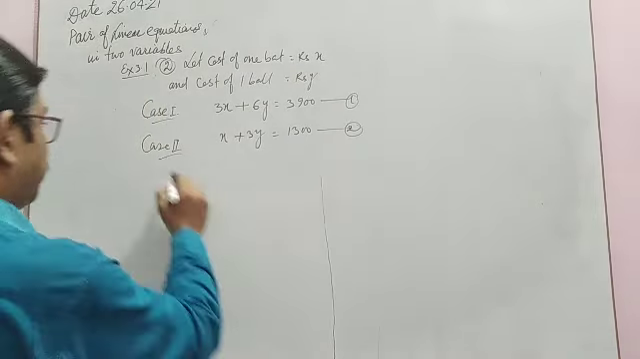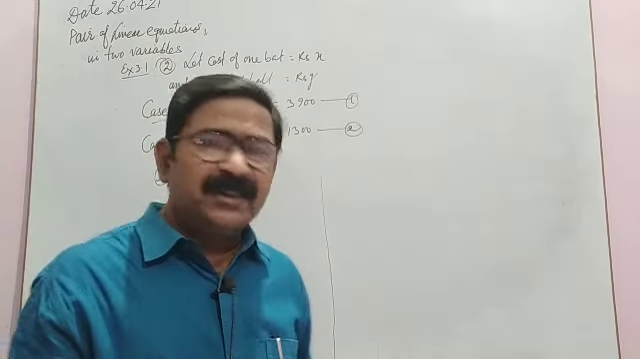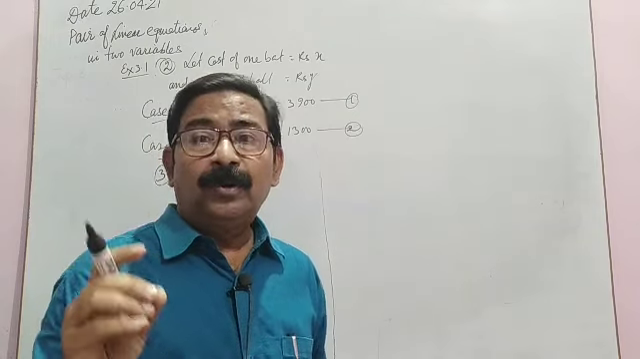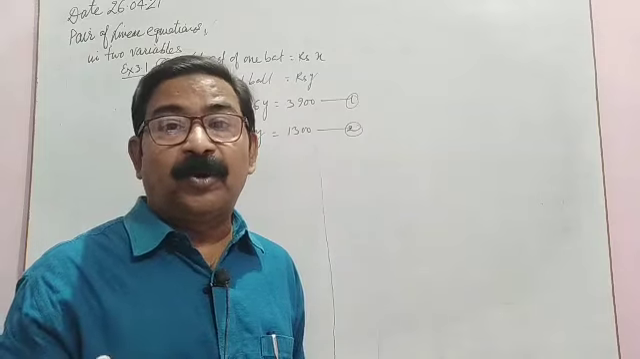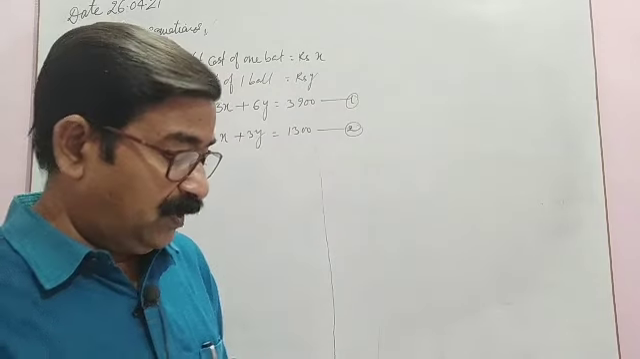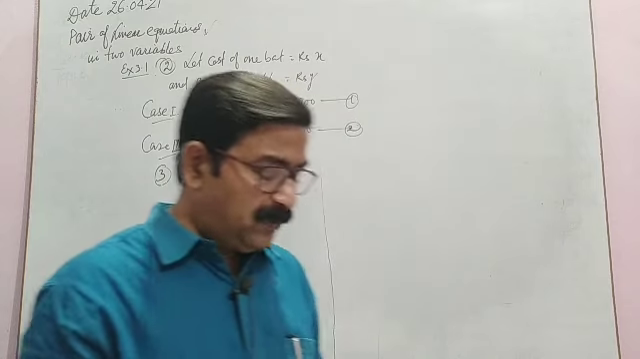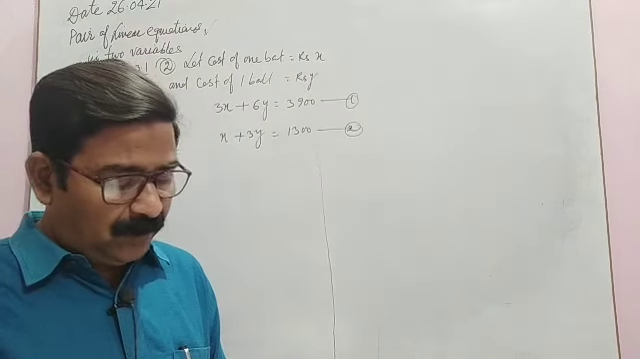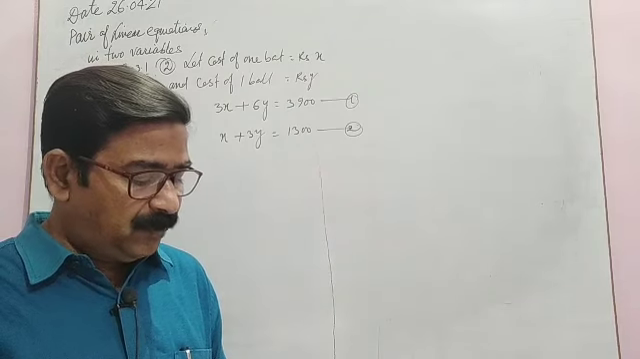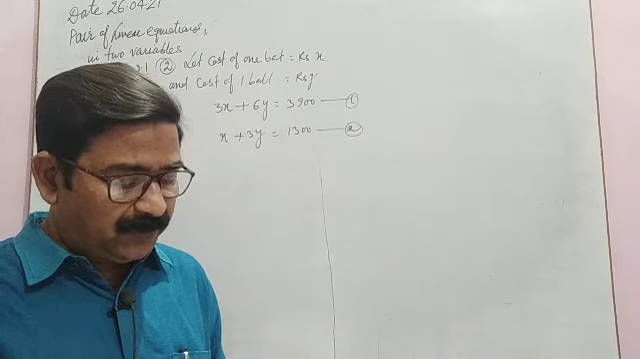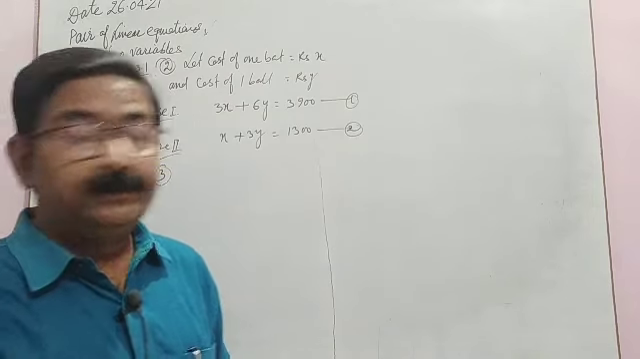Now question number 3. This exercise is just for forming the equation, how to form the equation. This is for practice. In the next exercise we are going to plot the graph and get the solutions. Question number 3. The cost of 2 kg of apples and 1 kg of grapes on a day was found to be rupees 160. After a month, the cost of 4 kg of apples and 2 kg of grapes is rupees 300. Represent the situation algebraically and geometrically.